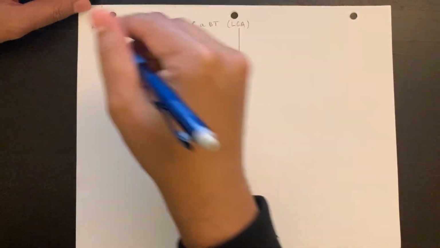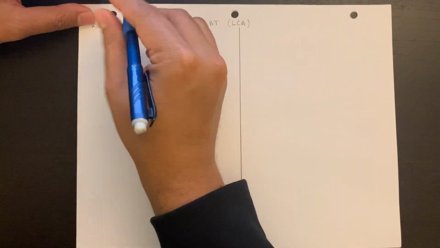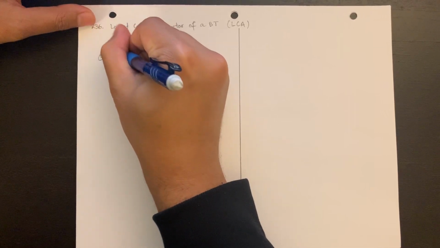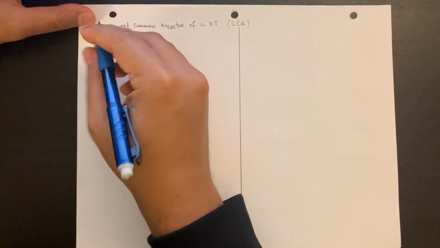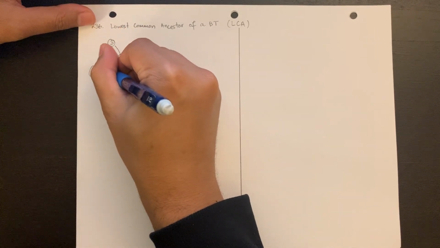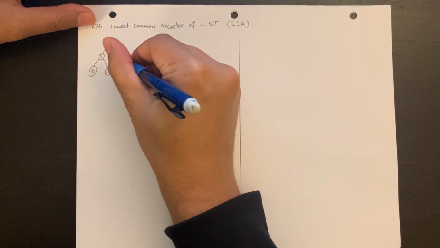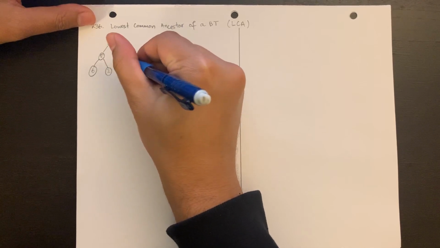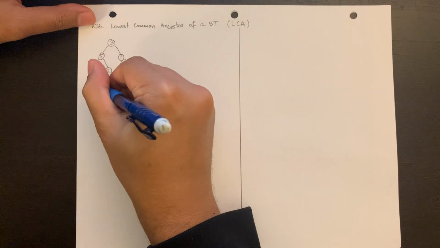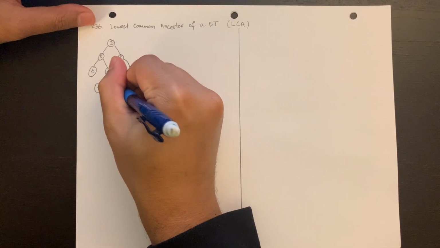Just a fun fact. So according to the example, the tree is 3, 5, 1, 6, 2, 7, and 4.